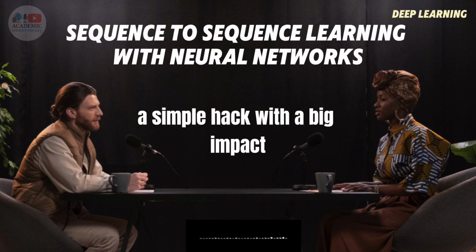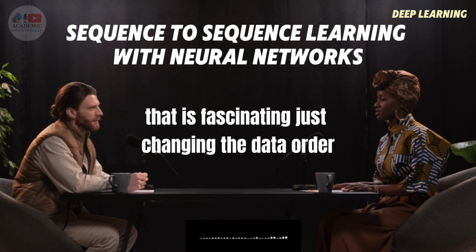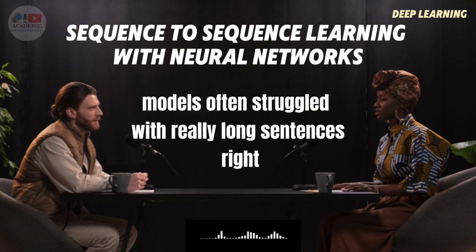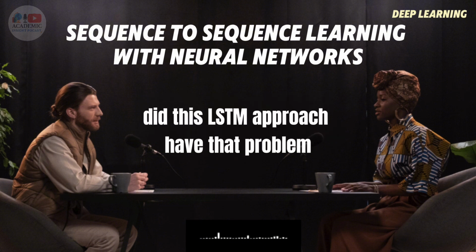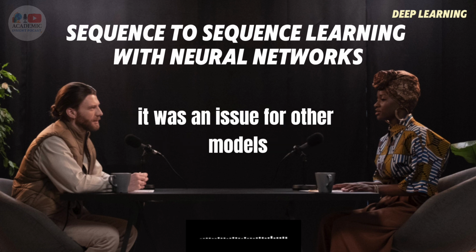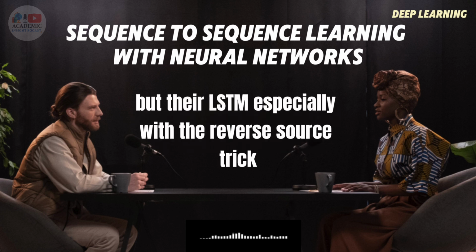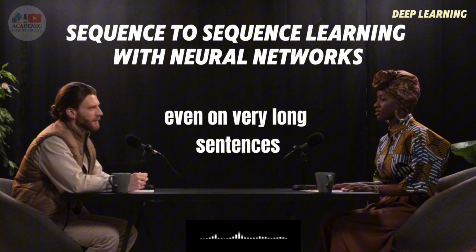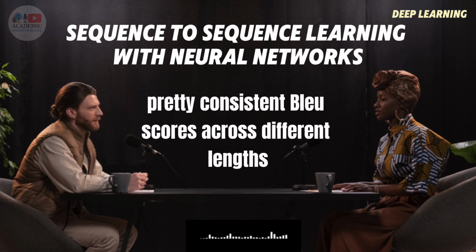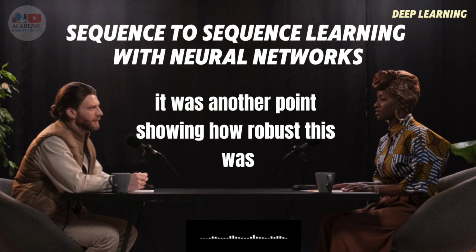A simple hack with a big impact. That is fascinating, just changing the data order. Okay, another thing. Early sequence models often struggled with really long sentences, right? Did this LSTM approach have that problem? That's another surprising finding. They specifically checked for that because, yeah, it was an issue for other models. But their LSTM, especially with the reverse source trick, performed remarkably well, even on very long sentences. No big drop-off in quality. They showed graphs in the paper, pretty consistent BLEU scores across different lengths. That was another point showing how robust this was.